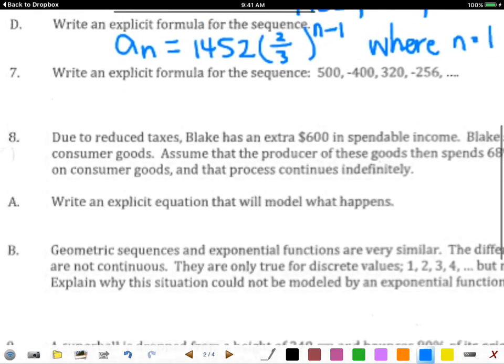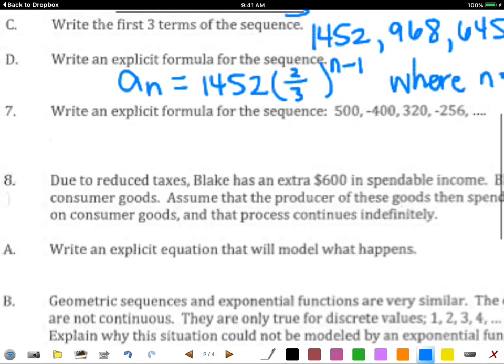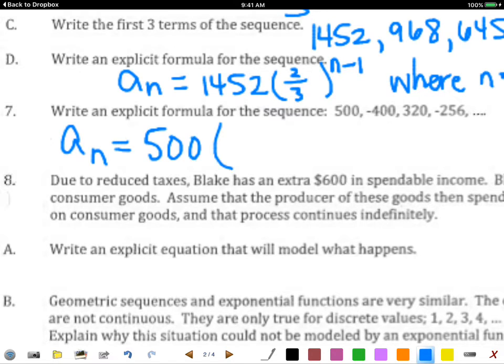Let's go to number 7. Now, if you just have a list of numbers, it's almost a little bit easier here. We're supposed to be writing an explicit formula, so we're going to write A sub n equals, what's my initial term? 500 times my ratio. How are we getting from 500 to negative 400 and then from negative 400 to 320? It's got to be multiplication today because we're doing geometric sequences.